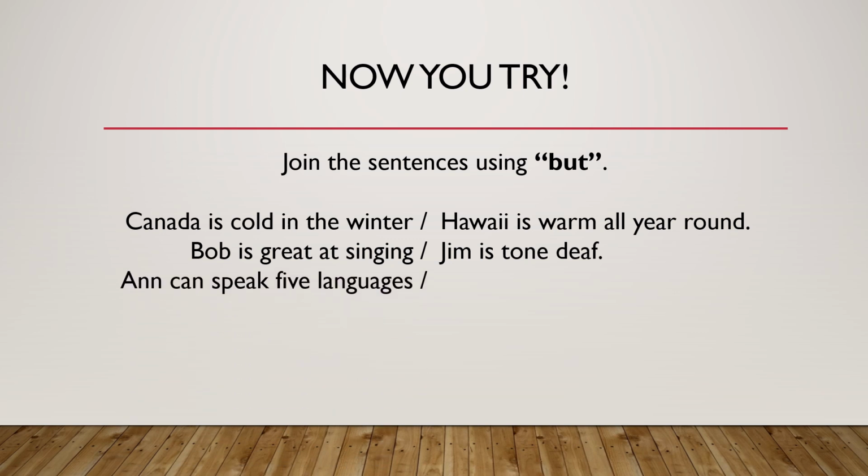Next. Anne can speak 5 languages. That's positive. Bob can speak only 1. Maybe that's negative. Please join the sentences. Anne can speak 5 languages, but Bob can speak only 1.